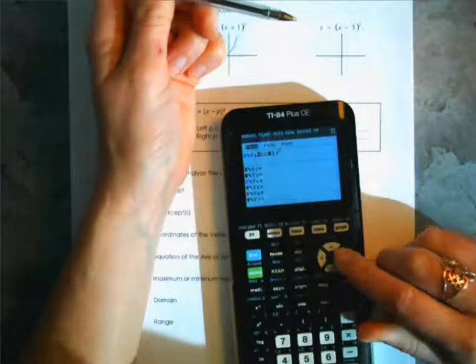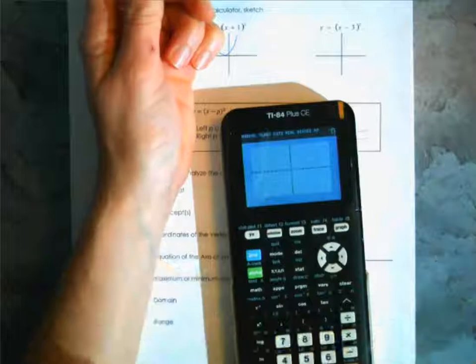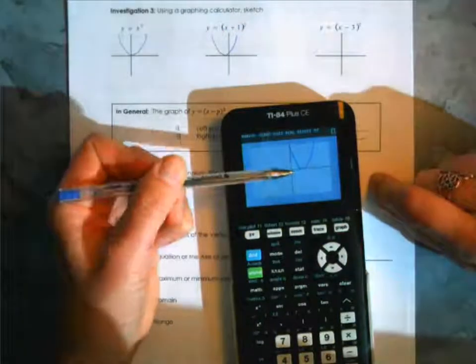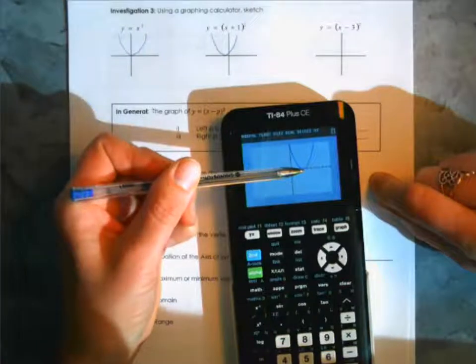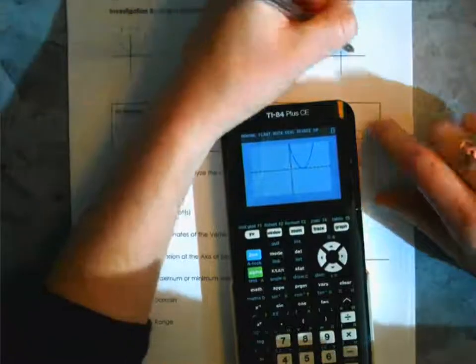Okay, what about x minus 3 squared? So y equals x minus 3 squared. You can probably guess what's going to happen here. We see that the vertex is now at x equals +3, still y equals 0.